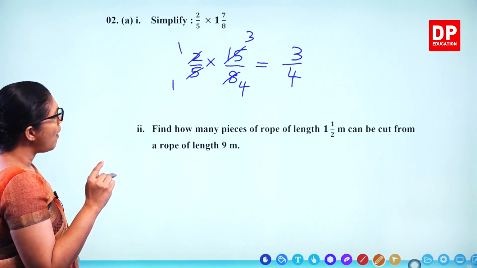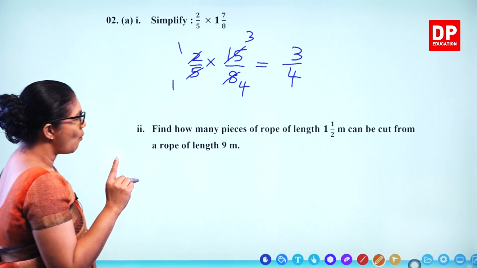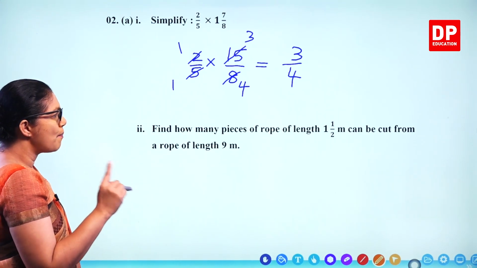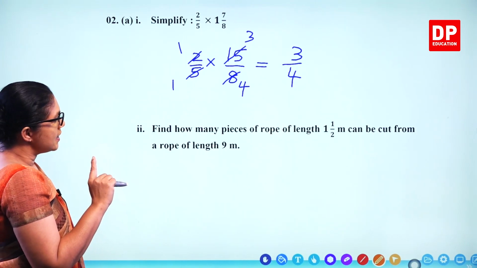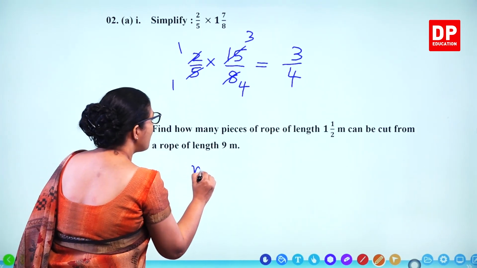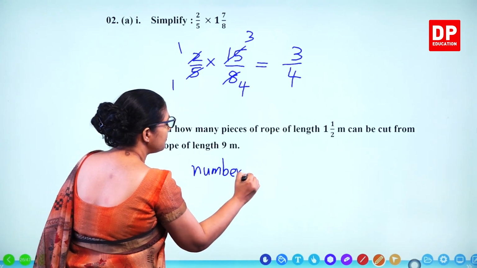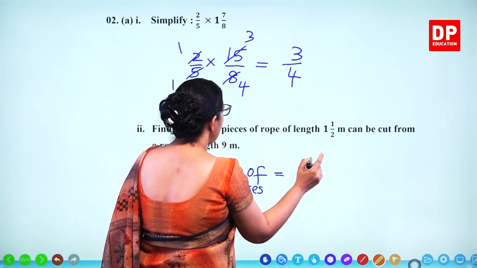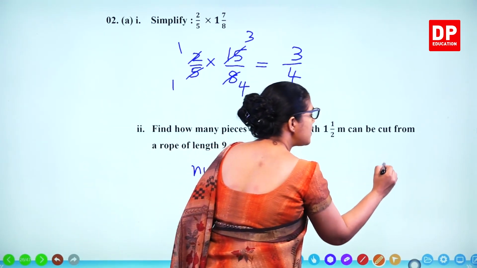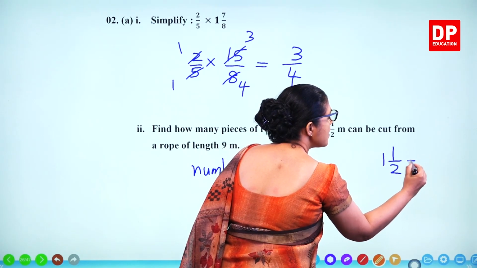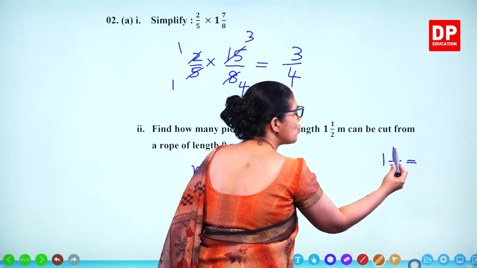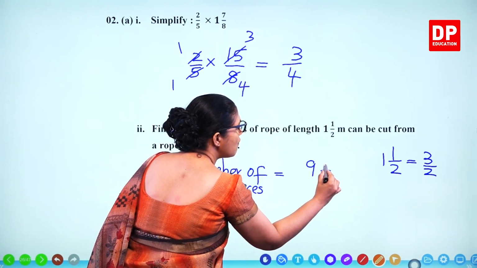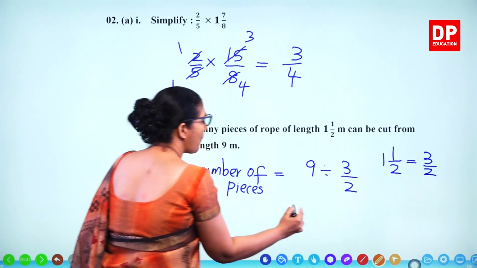3/4. Find how many pieces of rope of length 1.5 meters can be cut from a rope of length 9 meters. Both are in meters. So you can divide to get the number of pieces. Nine divided by 1.5. It's easy to convert 1.5 as an improper fraction. 2 times 1, 2. 2 plus 1, 3. 3 over 2. So we can divide 9 divided by 3 over 2.